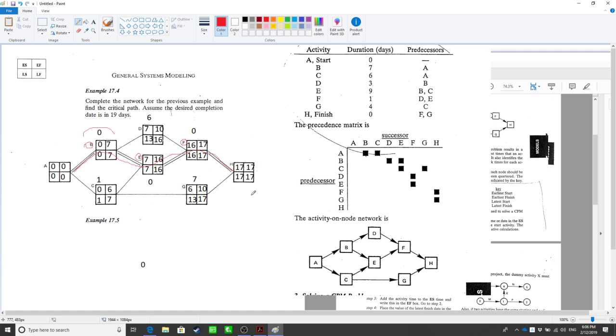Any questions? It's easy, right? You just need to follow those steps.